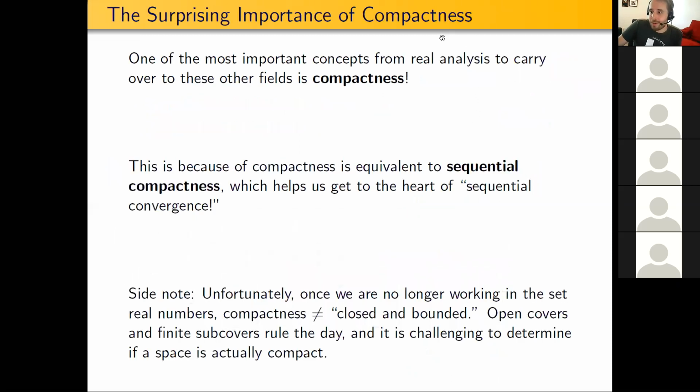One thing that I want to talk about here in the closing bit of time is the surprising importance of compactness. In many ways, I think compactness is one of the most challenging things that we talk about all semester, right? The idea that every open cover admits a finite subcover is really hard to wrap your head around, especially at first, if it's the first time you've ever seen it. I still think it's really challenging. But compactness turns out to be a really important thing as you begin to move away from the real numbers and into these more abstract spaces.